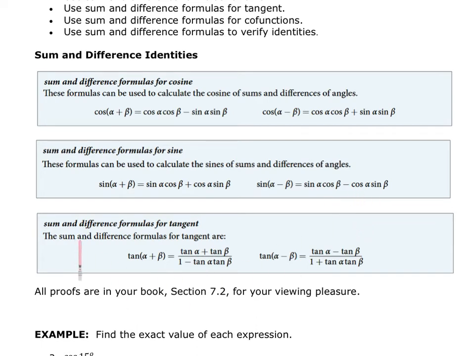The sum and difference for tangent: to find the sum and difference for tangent of alpha and beta, you can just simply put the sine over cosine and then divide everything by cosine alpha cosine beta, and you will get this one. The same thing with the difference. If you would like to know how we got to these, you can look in your book on section 7.2. There are proofs for these for your viewing pleasure.